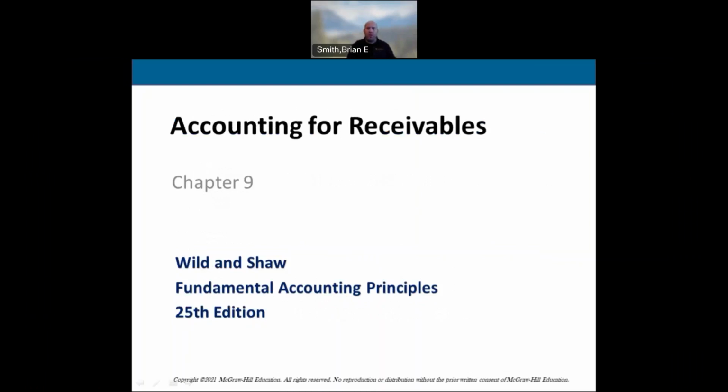Then we did merchandising companies and talked about inventory, and we suffered through the accounting information systems. And then we talked about bank reconciliations. And as you can see, from the cash standpoint, bank reconciliations, we're now talking about accounting for receivables. We're starting with Chapter 8 and now 9.